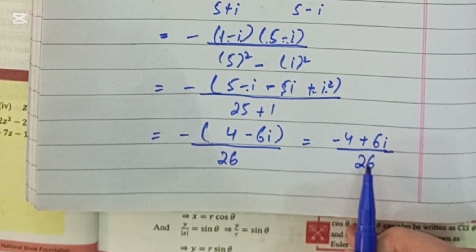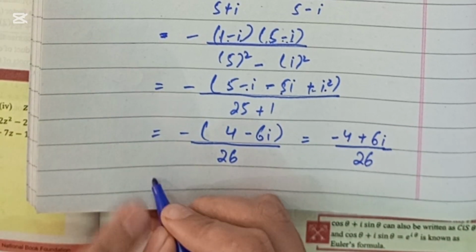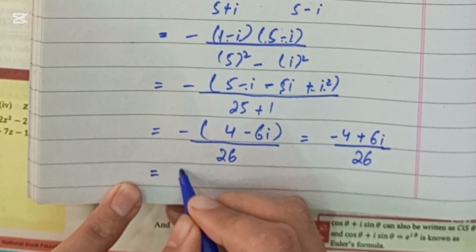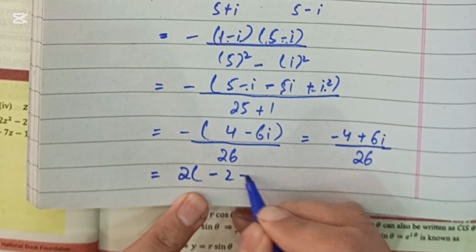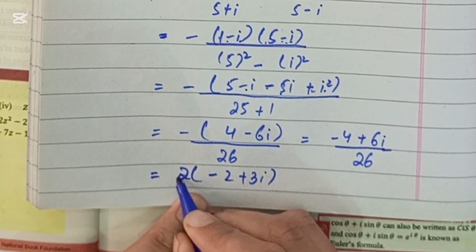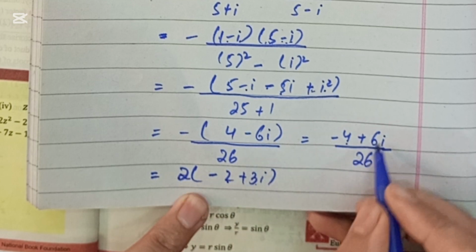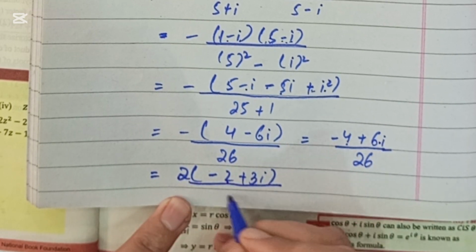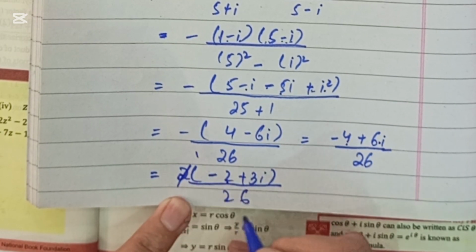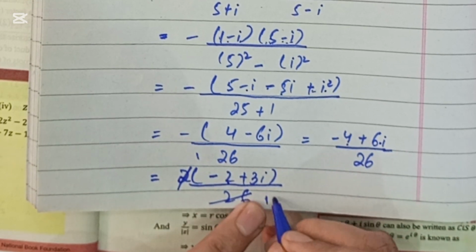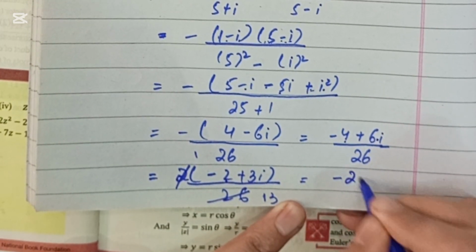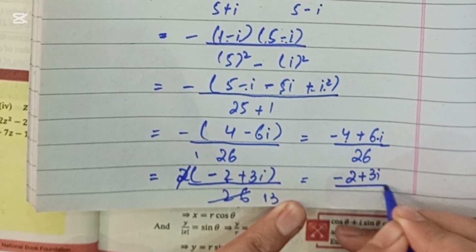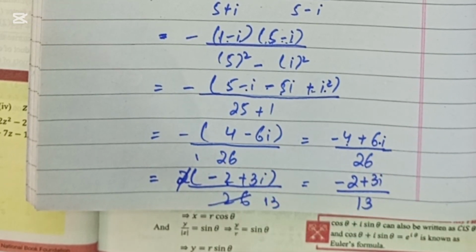Okay, we can further take common 2 from here, and when we take common 2, we will be left with 2 plus 3 iota. Why? Because 2 into 2 is 4 and 2 into 3 is 6. The whole divided by 26. 2 into 1 is 2, 2 into 1 is 2, 2 into 3 is 6. So our answer for W will be minus 2 plus 3 iota divided by 13. Okay.